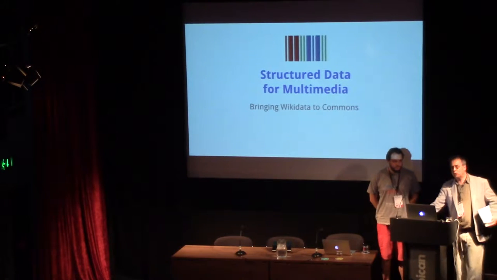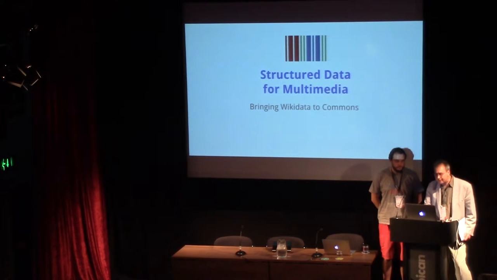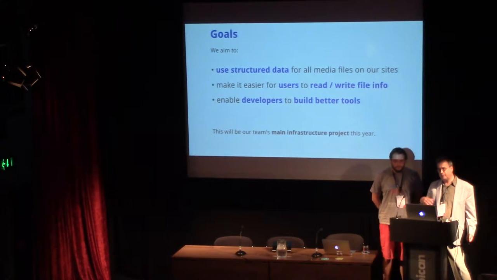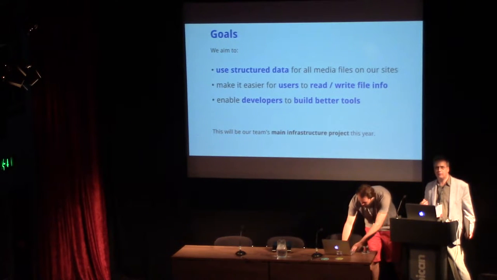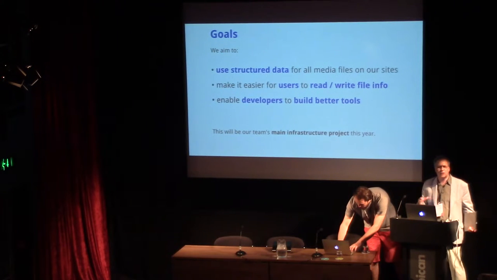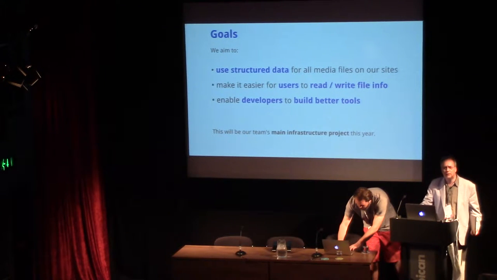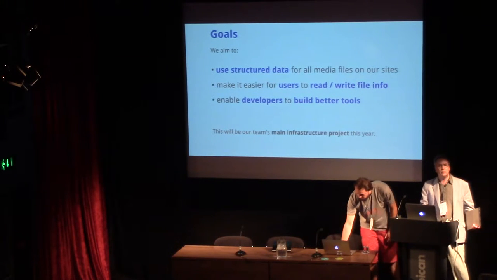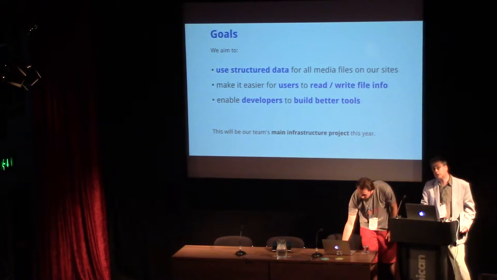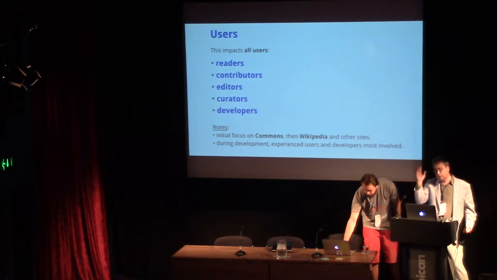So the next project is called Structured Data, and we're doing this in collaboration with the Wikidata team in order to bring better ways to store information about the files that are on Commons. Right now, the data is in plain text, it's unstructured, so it's difficult to sort or find information until it becomes machine readable. This will make it easier for users to read and write file info, and it'll be much easier for developers to build better tools for multimedia. And this, of course, impacts all of our users.